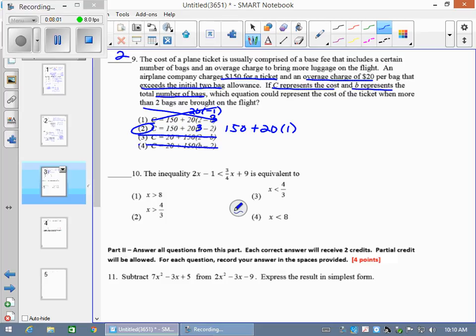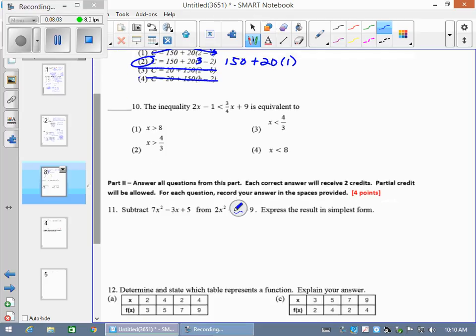Question 10, we're being asked to solve this inequality. So you could maybe approach this more than one way, but I started by subtracting the 3/4 x on both sides. And if I do 2 minus 3/4, I get 5/4x minus 1 is less than 9. So then I add 1 to both sides to isolate my x term. 5/4x is less than 10.